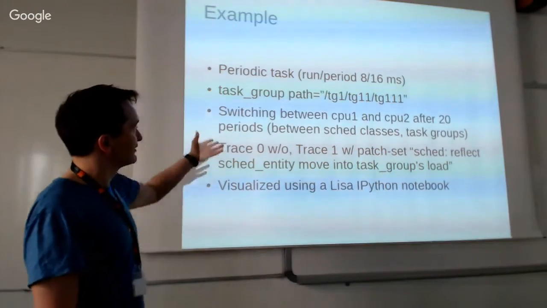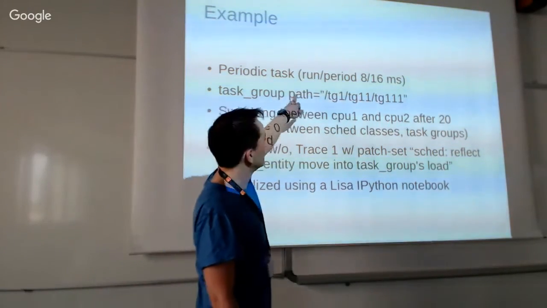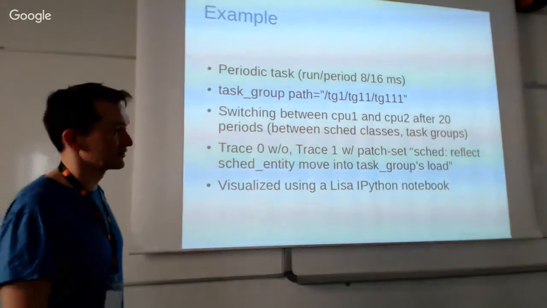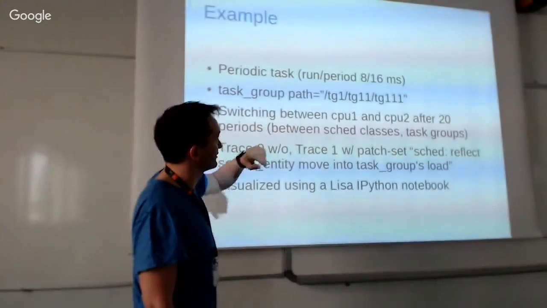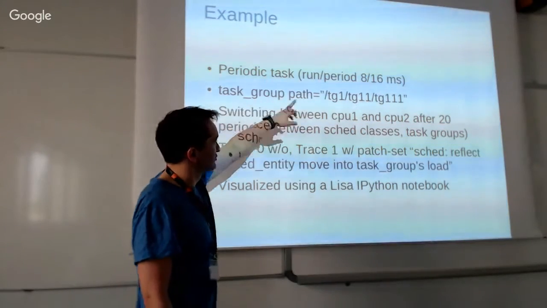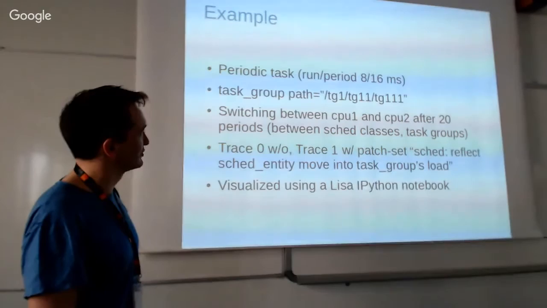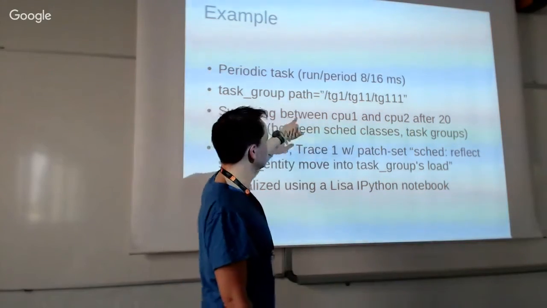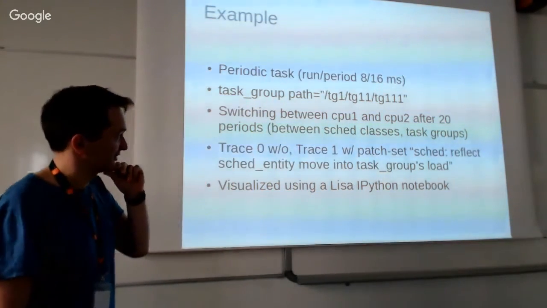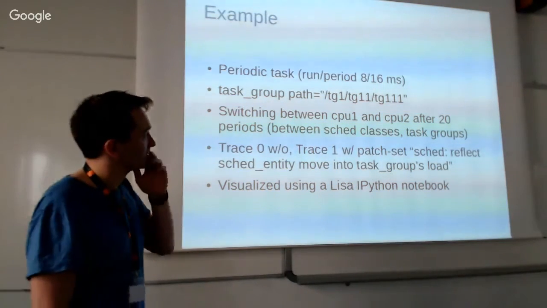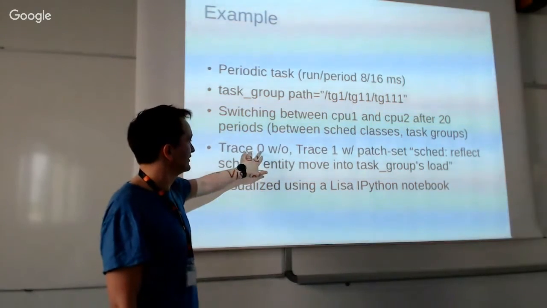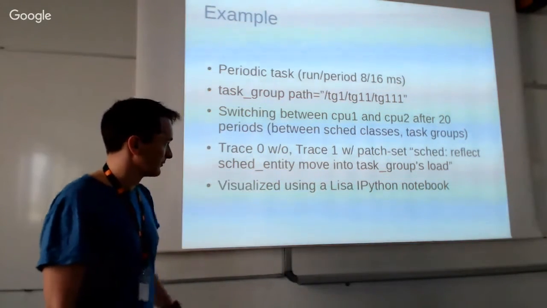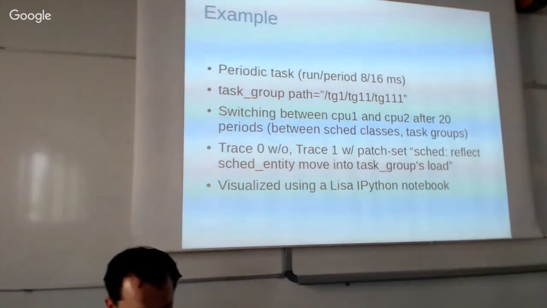Okay, so the remaining bit is just showing an example. This is testing Morten's patch set, where you fix the propagation down the task hierarchy. The task I'm using is a periodic one. The task group is a third level task group. The test case is designed to force the task to jump from CPU 1 to CPU 2 after 20 periods. And in the trace you see trace 0 without the patch set and trace 1 with the patch set, just showing the effect of this patch set in one of those IPython notebooks.